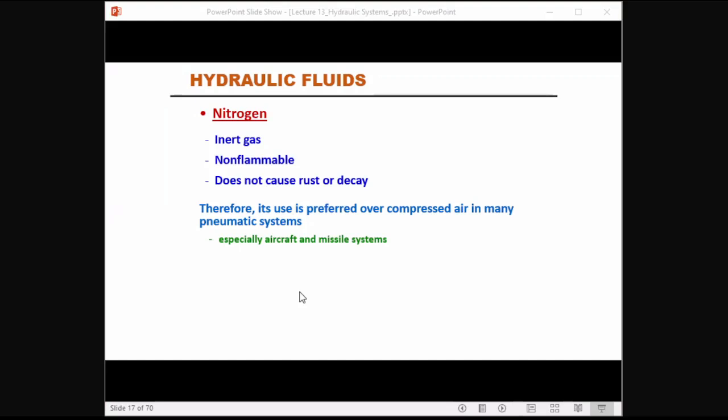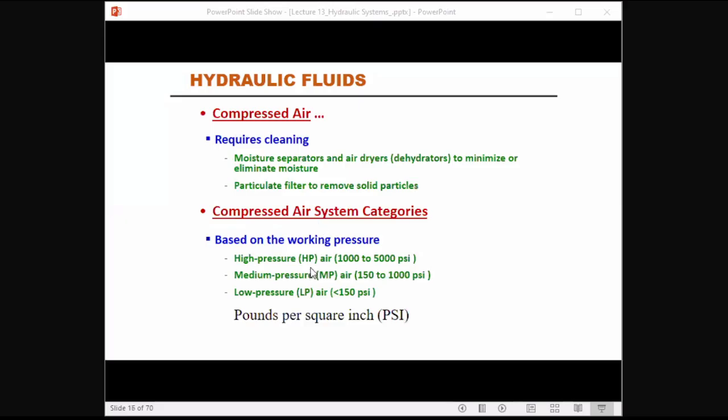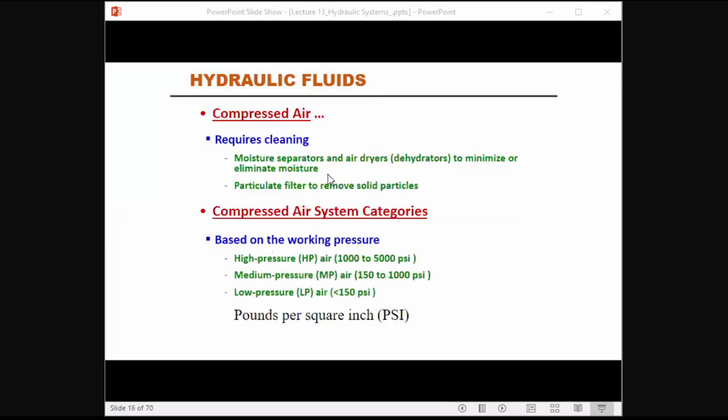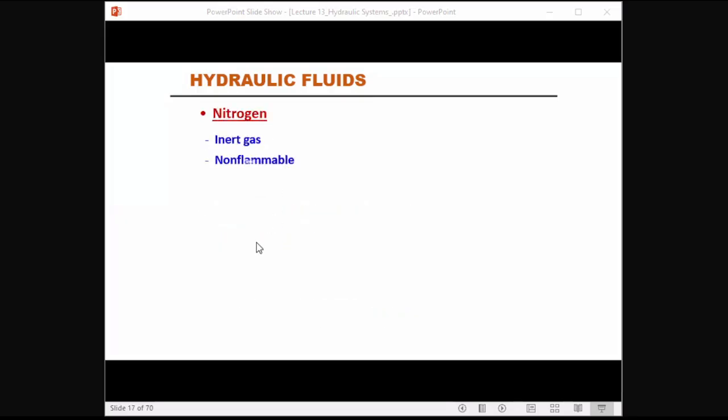These are the things. Both compressed air and nitrogen offer specific benefits that make them suitable for various pneumatic applications. We can use this compressed air and nitrogen for various specific pneumatic applications.